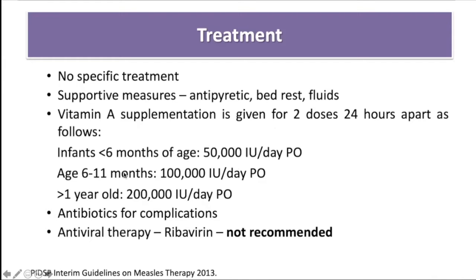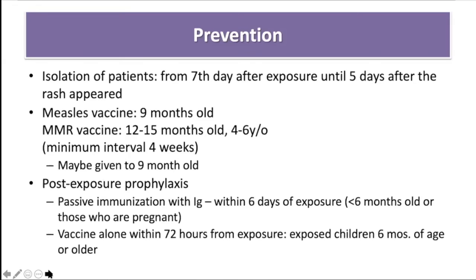You can give antibiotics for complications. So let's say, for example, if you're considering a possible secondary bacterial pneumonia, you can give antibiotics. Measles has been shown to be susceptible to ribavirin, but this is in vitro. And there are no controlled trials conducted for the use of ribavirin for measles. Thus, this is not recommended.